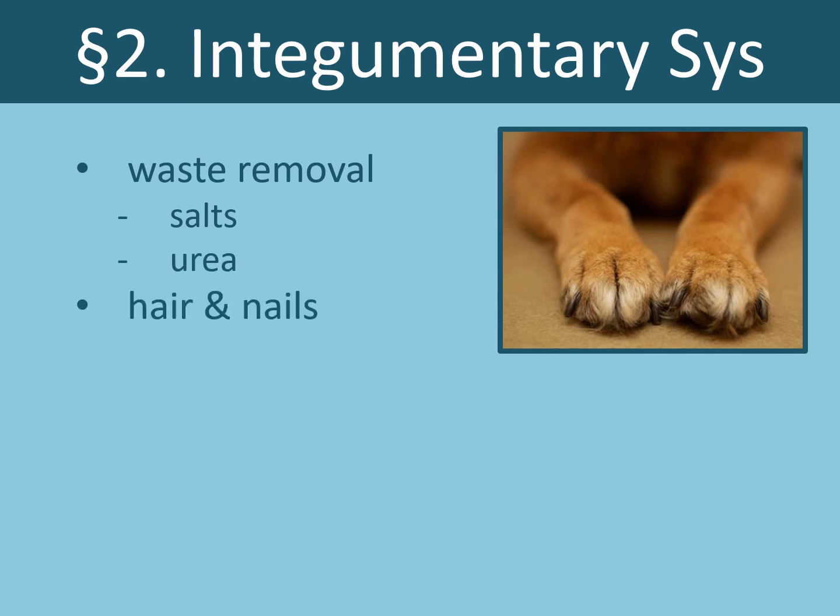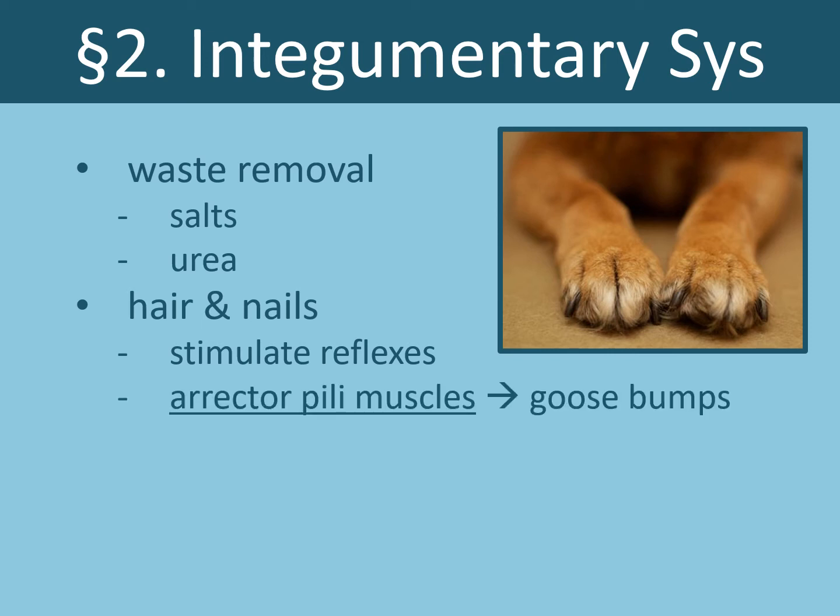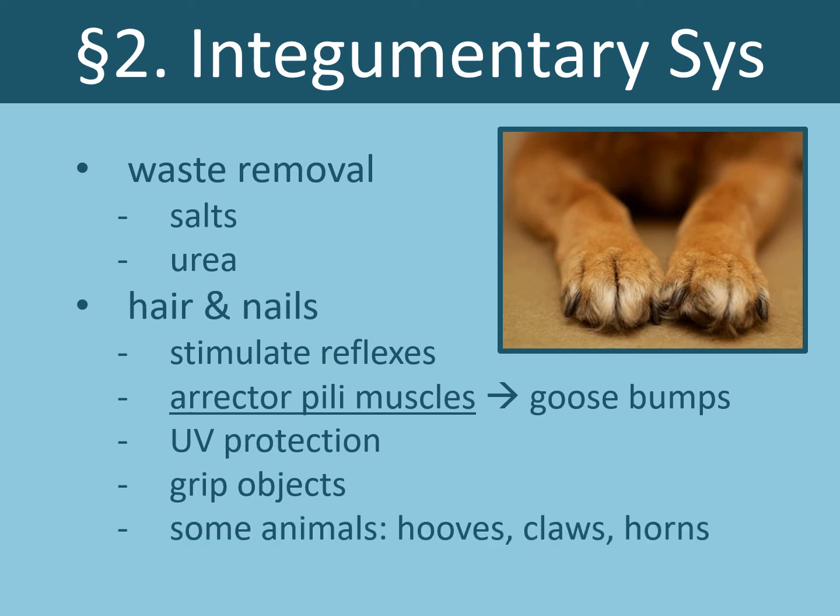Our integumentary system includes our hair and nails, which provide numerous functions for the body, including the stimulation of reflexes. Hair is in contact with sensory neurons that signal our brain when touched. Our hair is attached to small, smooth muscles called erector pili muscles, which produce goosebumps when stimulated. Our skin provides protection from ultraviolet light. Our nails help us grip objects, and in some animals the nails are modified into hooves, claws, or horns.